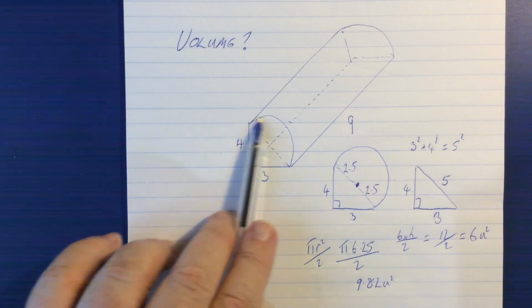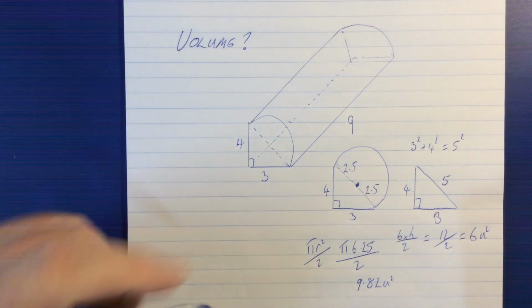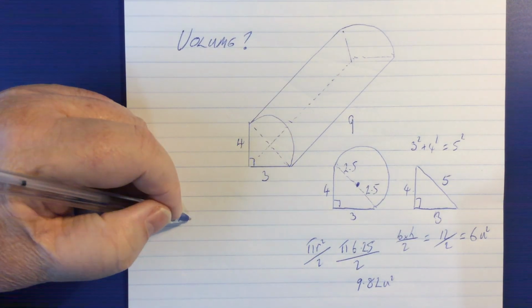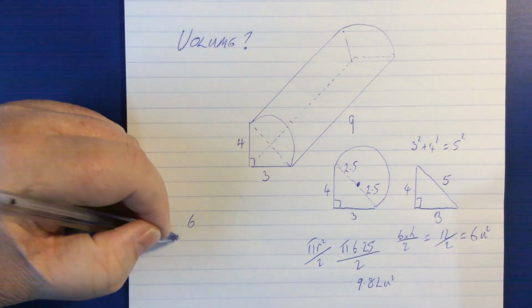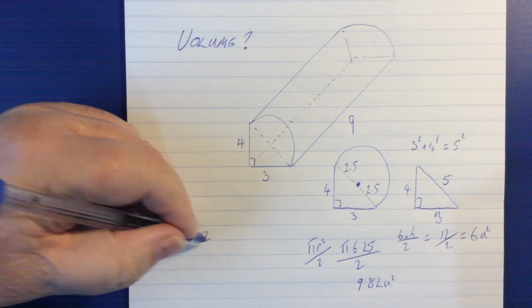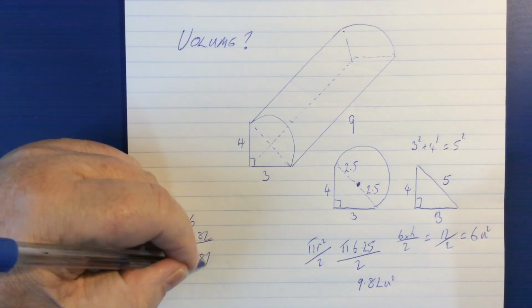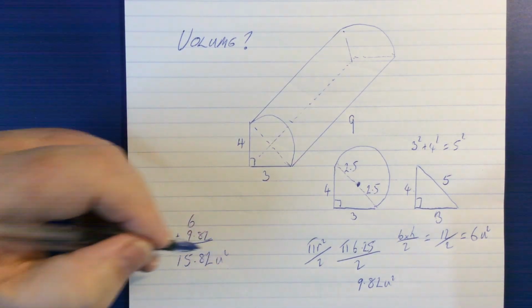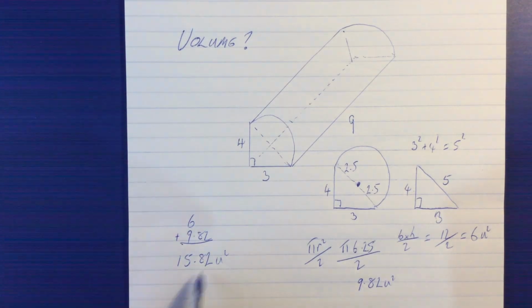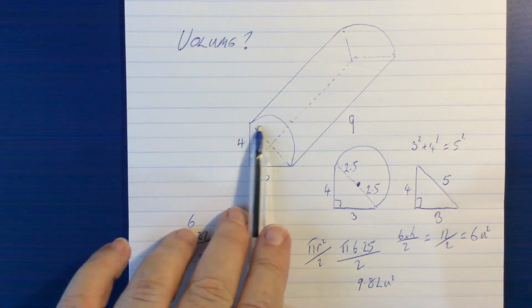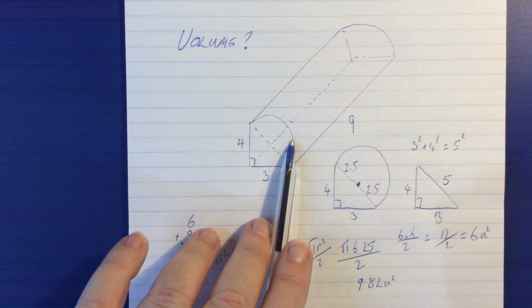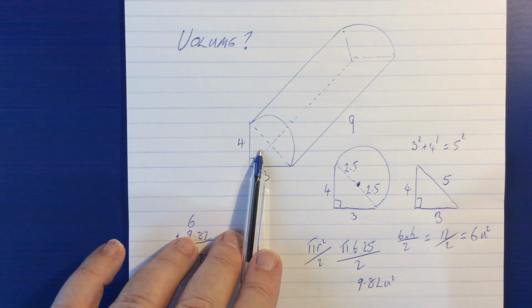So what we're going to do is add this to this, and that will give us the total area of this face. So we'll do it up here. 6 plus 9.82, that is 15.82 units squared. So we now have the total surface area of this shape here, which is comprised of a triangle and a semicircle.